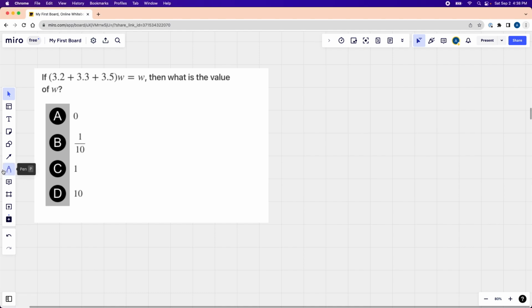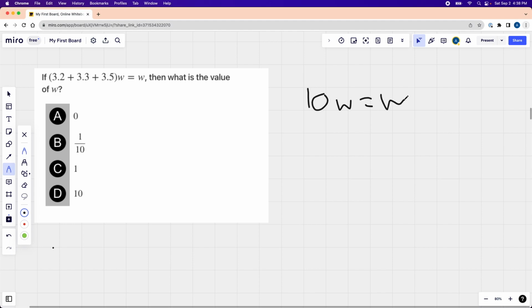Alright, so hopefully you attempted that one on your own. Here's how I would go through this one. First, this is just an algebra problem, and all we need to do is solve for w. In order to do that, we want to get w on one side by itself. We need to follow PEMDAS, add up everything in the parentheses, and 3.2 plus 3.3 plus 3.5 is going to equal 10. So now we can rewrite this as 10w equals w.